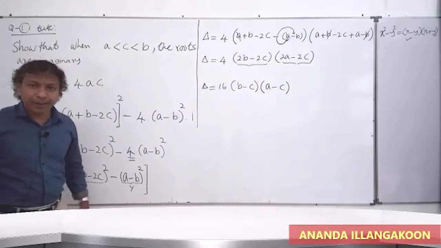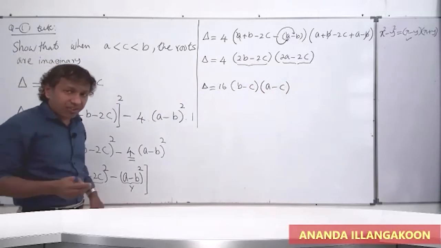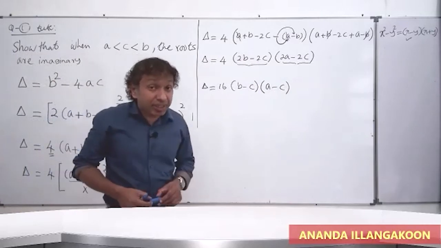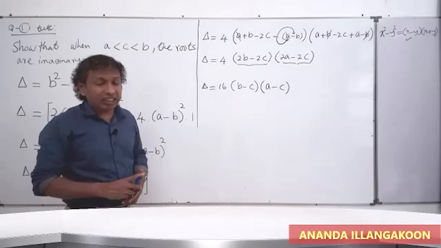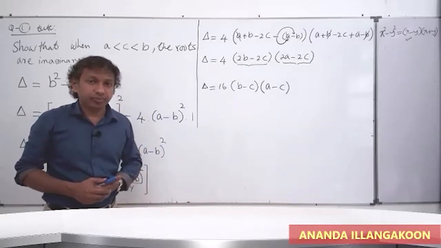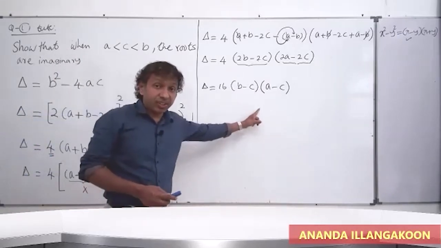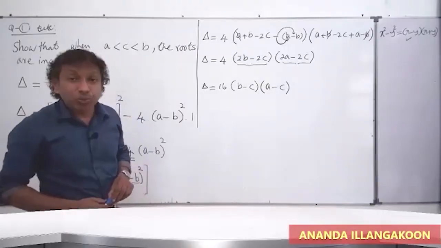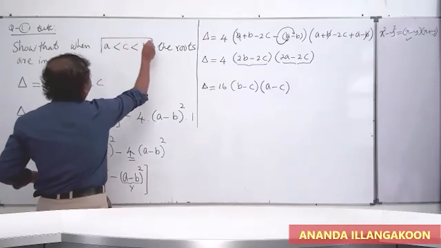Okay. All right. Now we need to prove, people, that the given quadratic equation has imaginary roots. You know, a quadratic equation will have imaginary roots, people, when delta is negative. That means we have to prove the sign of this right hand side is negative. How to prove that, people? To prove that the right hand side is negative, you can use the result given in the question.